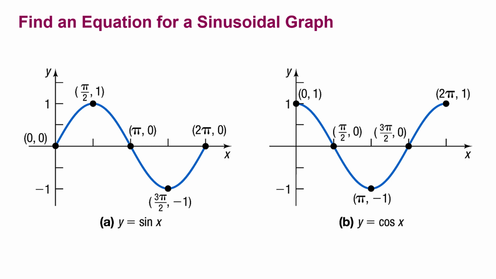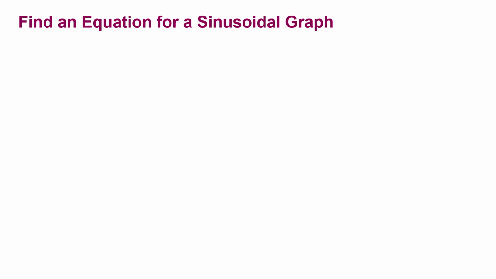In figure B, we have the graph of y equals cosine x for one cycle from x equals 0 to x equals 2 pi. Let's note that it passes through the point (0, 1). It also contains the key points (pi over 2, 0), (pi, negative 1), (3 pi over 2, 0), and (2 pi, 1).